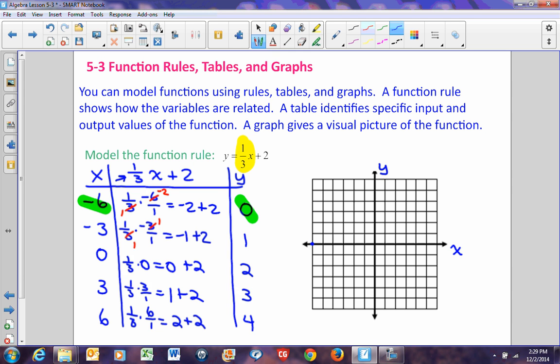My second point is at negative 3, 1, so I'll start at the origin again, go left 3, up 1, there's my second point. My third point is 0, 2, so I'll go left and right none, up 2, there's my third point. My fourth point is 3, 3, so I'll go right 3, up 3, there's my fourth point. And my last point is 6, 4, so I'll go right 6, up 4, and there's my last point.